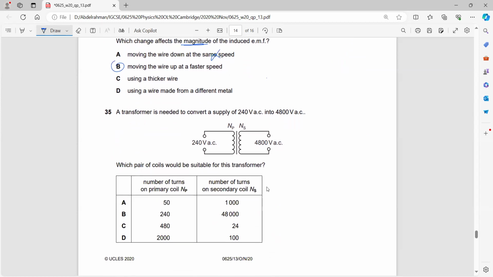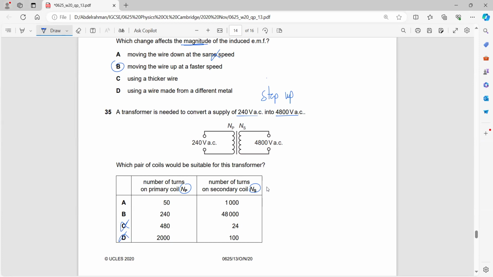A transformer needs to convert 240 V to 4800 V. Which pair of coils would be suitable? This is a step up transformer. Okay, step up. So NP and NS, the number of turns in the primary coil and the number of turns in the secondary coil. NP and NS: 500, 50, 1000, 240, 48,000. We can just cancel out C and D. Would it be A or B?